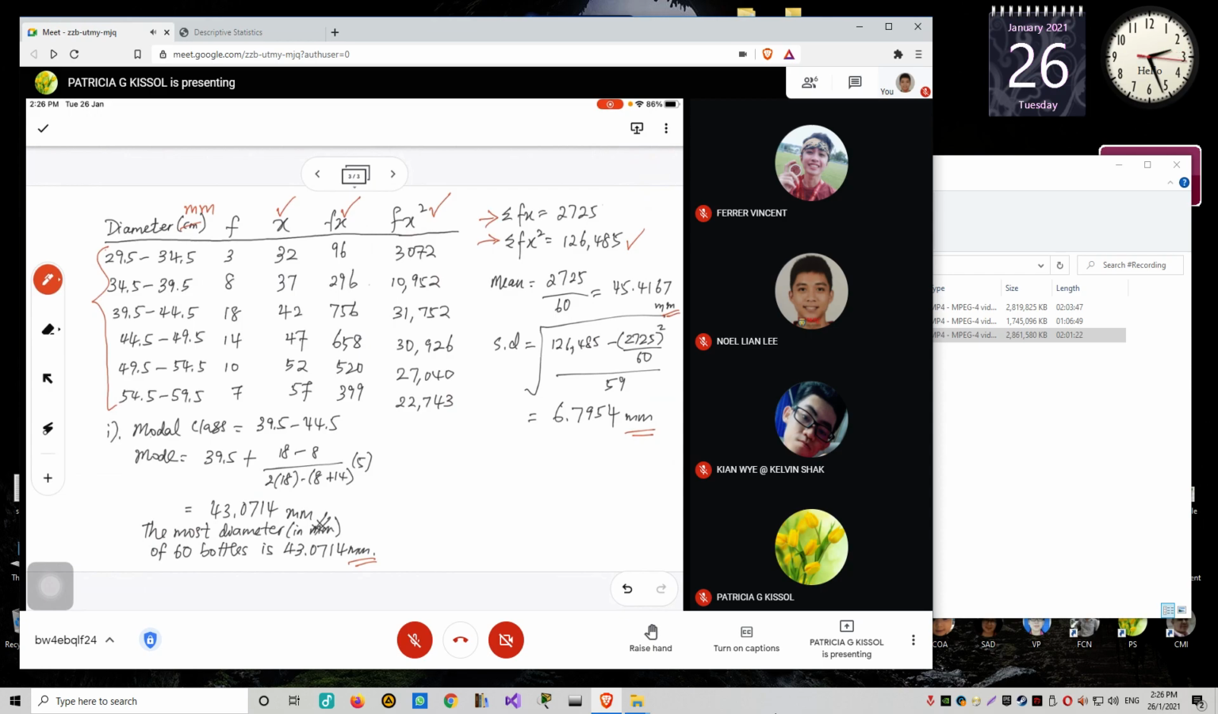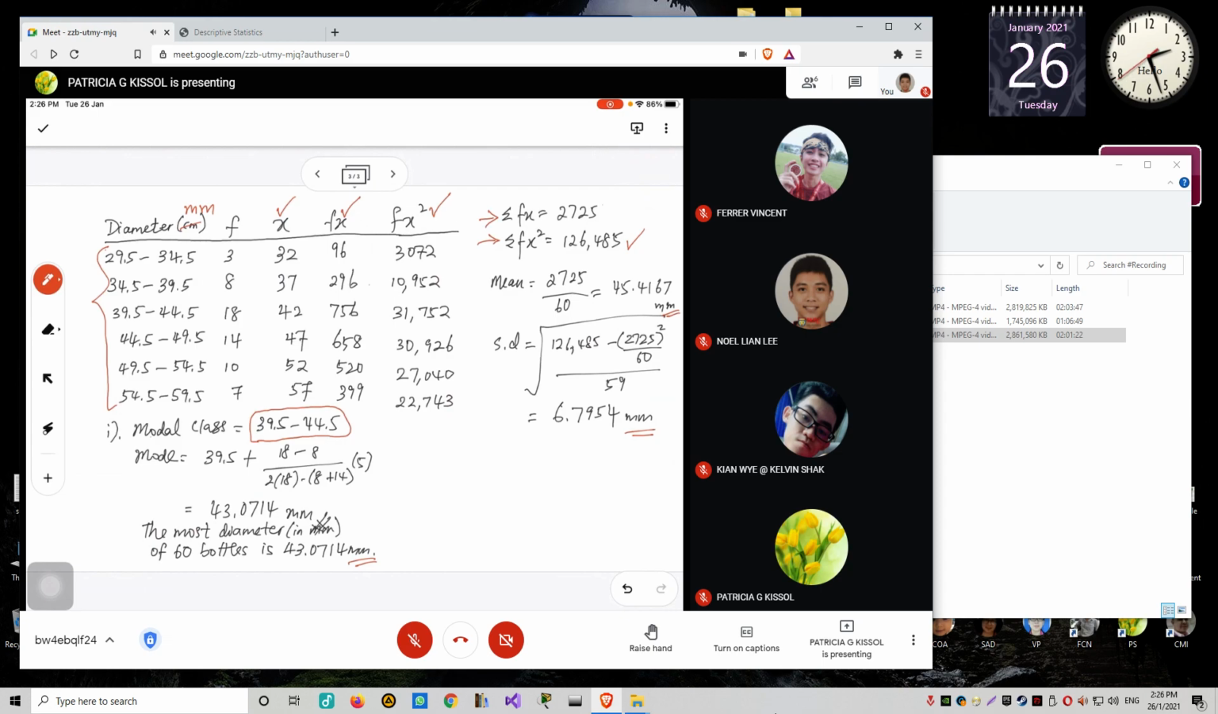Now, it's important to state the modal class, which is 39.5 to 44.5. If you have stated 40 to 44, that would have been incorrect.